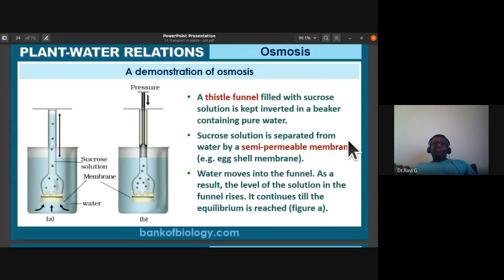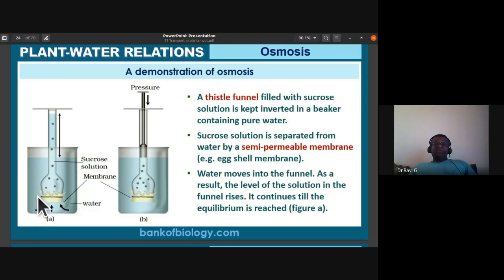For the demonstration of osmosis with the thistle funnel, the funnel is filled with sucrose solution and kept inverted in a beaker containing pure water. The thistle funnel is filled with sucrose solution, that is sugar solution. What is sucrose? Cane sugar.